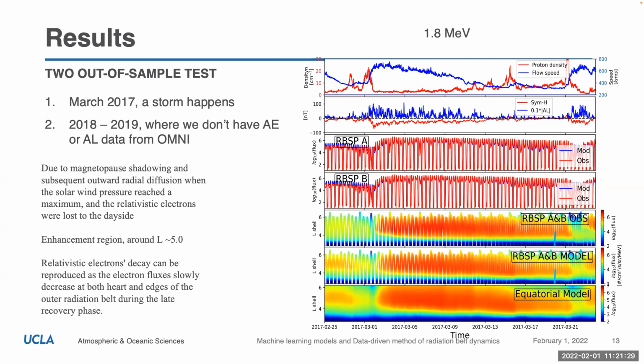For example, due to magnetopause shadowing and subsequent outward radial diffusion, when the solar wind pressure reached a maximum, the relativistic electrons were lost. And the enhancement region is around L about 5, which is the same as the observation. And you can see the relativistic electron decay can be reproduced, as the electron flux slowly decreases at both the heart and edges of the outer radiation belt during the late recovery phase.